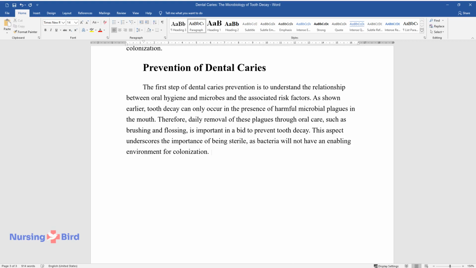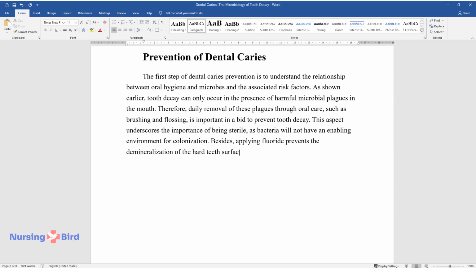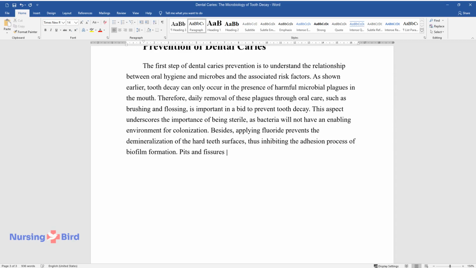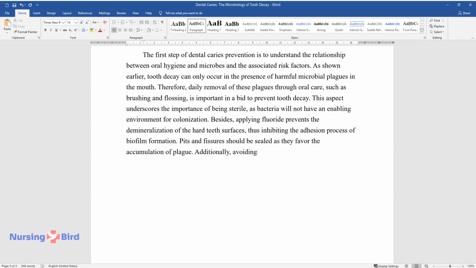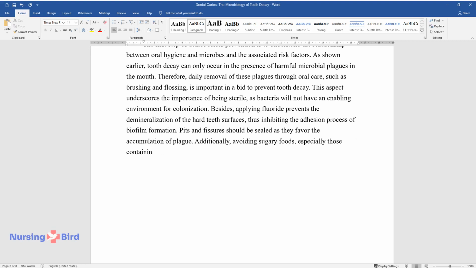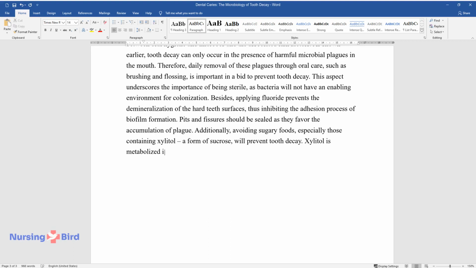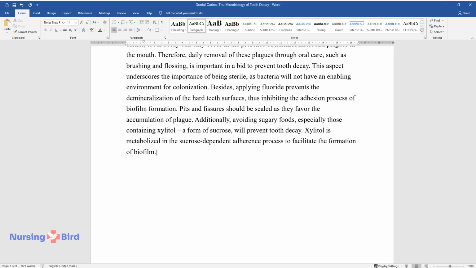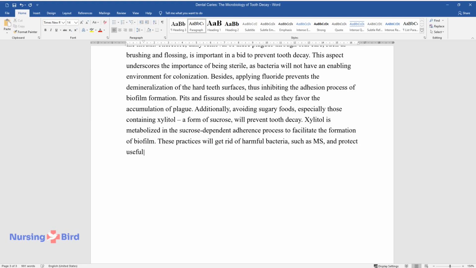colonization. Besides, applying fluoride prevents the demineralization of the hard teeth surfaces, thus inhibiting the adhesion process of biofilm formation. Pits and fissures should be sealed as they favor the accumulation of plaque. Additionally, avoiding sugary foods, especially those containing sucrose, will prevent tooth decay. Sucrose is metabolized in the sucrose-dependent adherence process to facilitate the formation of biofilm. These practices will get rid of harmful bacteria, such as MS, and protect useful ones including probiotics that help in food digestion.